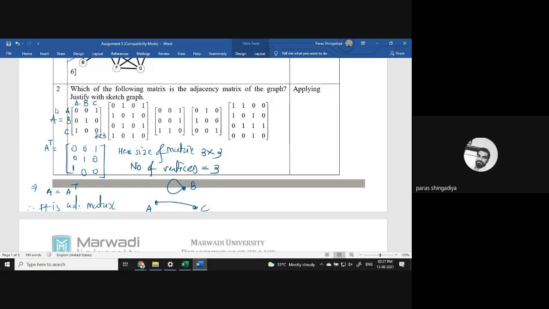So let's solve the second one. The second matrix is a 4 by 4. So let us first check A transpose. So A transpose is equal to, okay, the second matrix. First row will be your first column. Second row will be the second column. Third row will be the third column. Okay, and fourth row will be the fourth column. Clear? Now you can see that A is equal to A transpose.